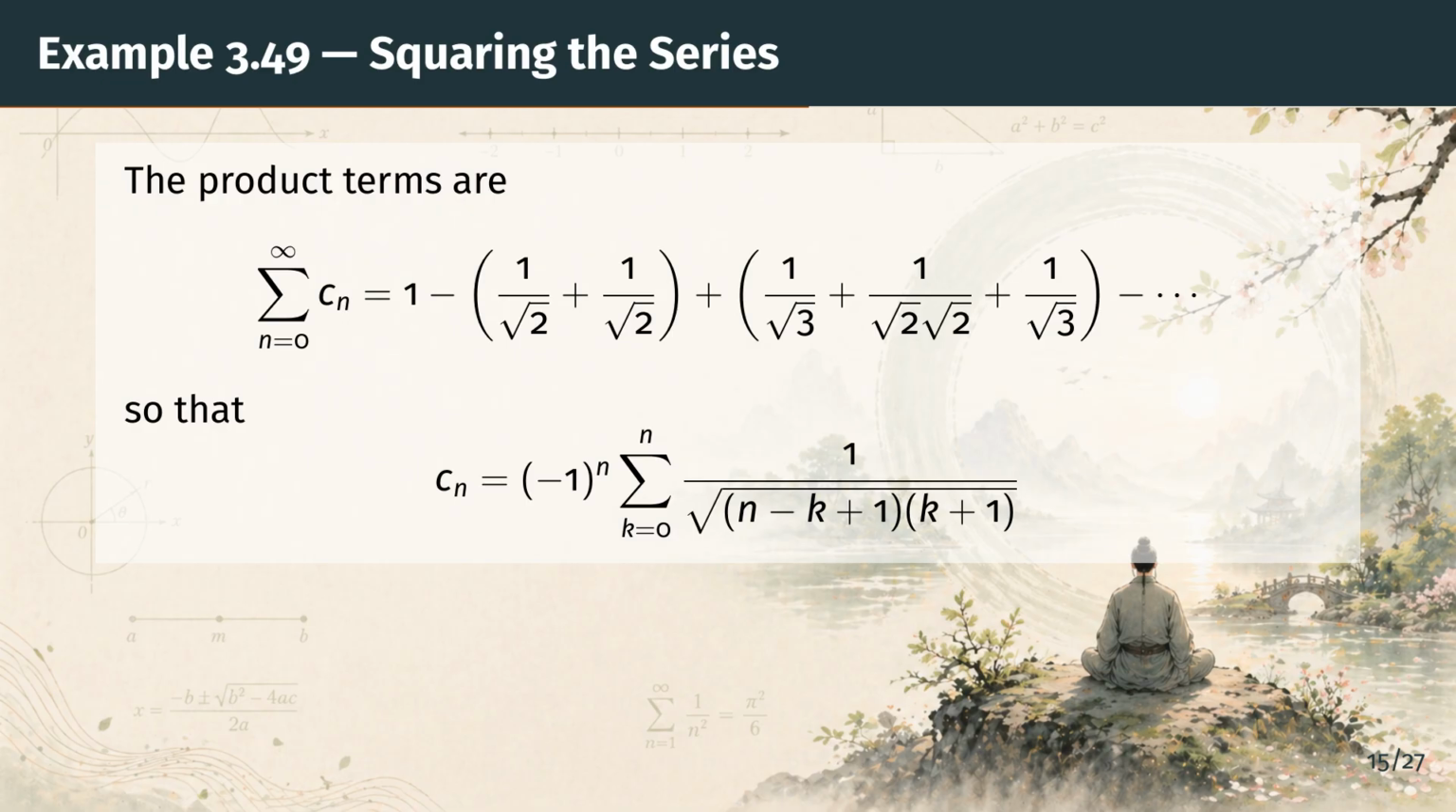C sub n is (-1)^n times the sum over k of 1 over the square root of the product of (n minus k plus 1) and (k plus 1). There is no cancellation inside each C sub n. All n plus 1 summands reinforce each other. That is exactly what will sink the series. Next, we estimate how big these terms are.